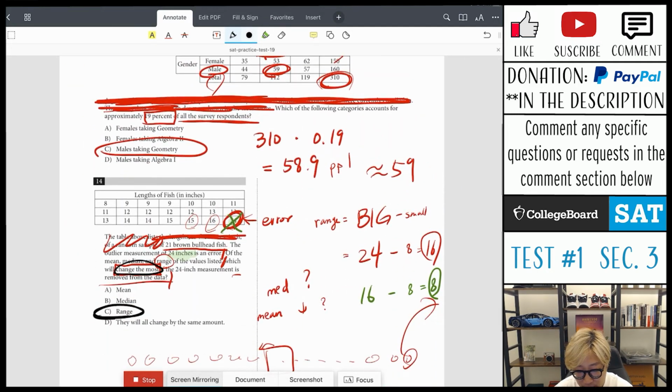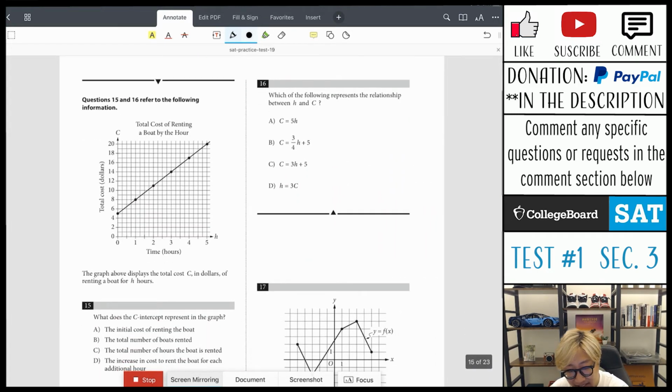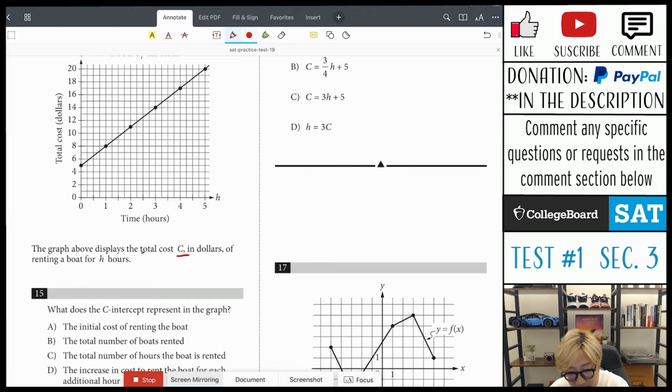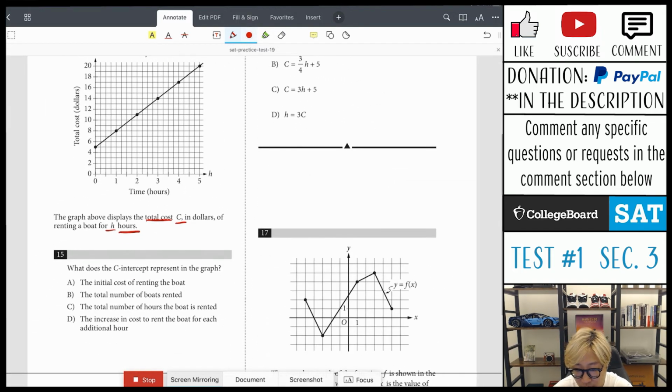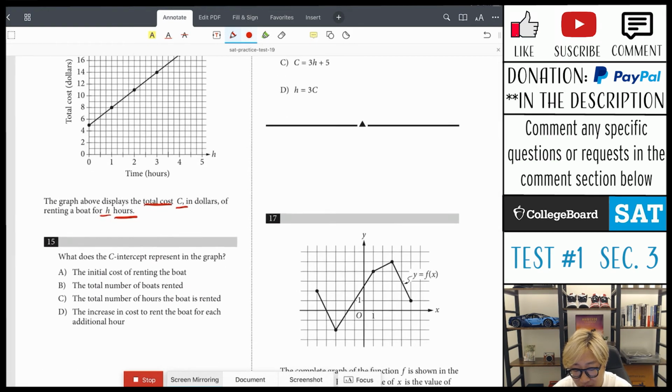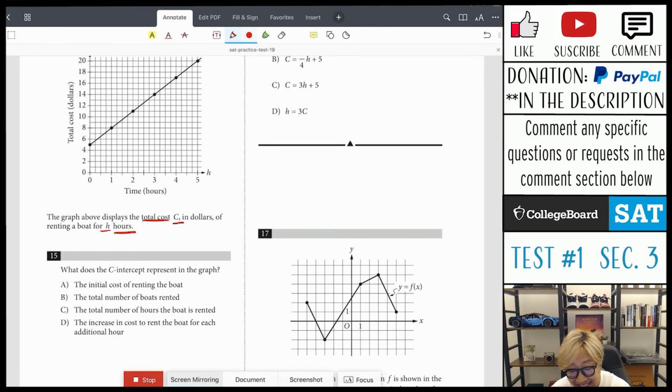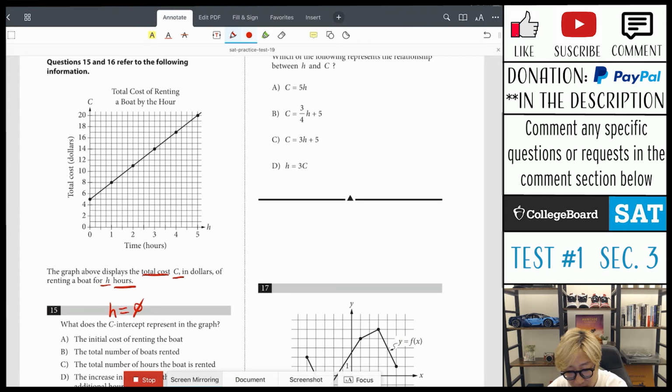All right, moving on. Number 15 and 16 together. There's a linear equation up there. So C is the total cost, H is the hours. Who cares what that's about? Number 15, what does a C-intercept represent in the graph? Once again, C-intercept is when, in this case, H is 0, aka no hour has passed. I haven't even played with it. What is this about? Total cost of renting a boat.